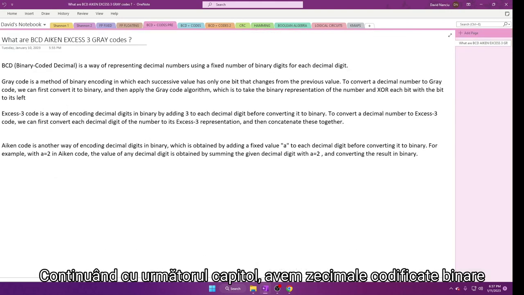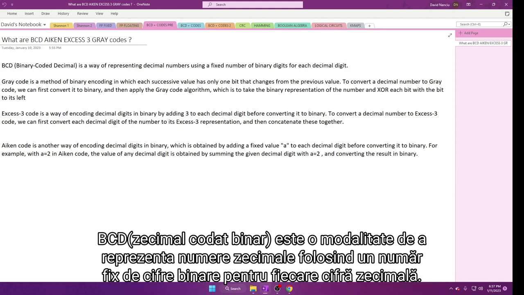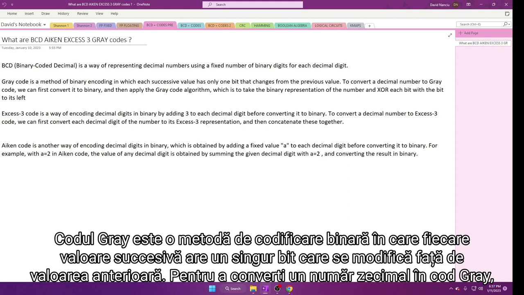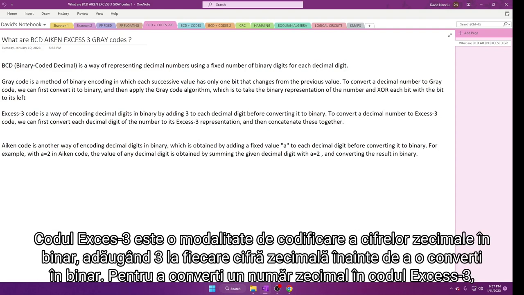Going on to the next chapter, we've got BCD and codes. What are BCD, excess-three and Gray codes? BCD, known also as binary coded decimal, is a way of representing decimal numbers using a fixed number of binary digits for each decimal digit. Gray code is a method of binary encoding in which each successive value has only one bit that changes from the previous one. To convert a decimal number to Gray code, we can first convert it to binary and then apply the Gray code algorithm, which is to take the binary representation of the number and XOR each bit with the bit to its left. Excess-three code is a way of encoding decimal digits in binary by adding 3 to each decimal digit before converting it to binary.